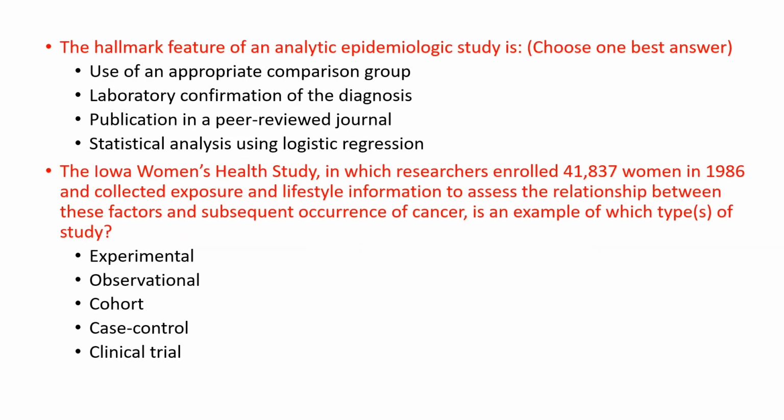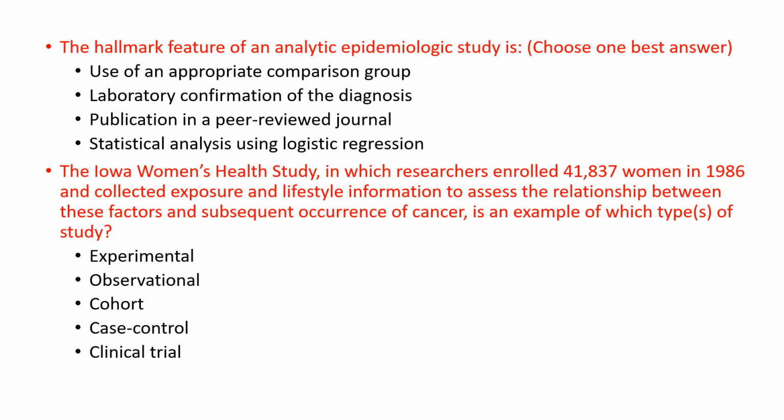The hallmark feature of an analytical epidemiologic study is, choose one best answer: use of an appropriate comparison group, laboratory confirmation of the diagnosis, publication in a peer-reviewed journal, and statistical analysis using logistic regression. Well, in the very first, we had discussed the first question to decide analytical epidemiology is whether or not there is a comparison group. So, use of an appropriate comparison group.